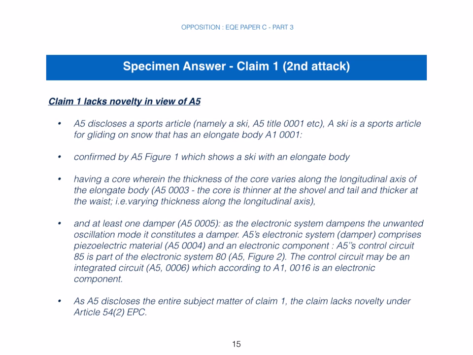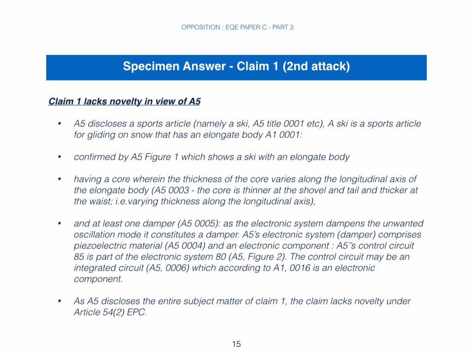The core is thinner at the shovel and tail and thicker at the waist. In other words, varying thickness along the longitudinal axis. And at least one damper (A5 paragraph 5): as the electronic system dampens the unwanted oscillation mode, it constitutes a damper. A5's electronic system damper comprises piezoelectric material (A5 paragraph 4), and an electronic component.